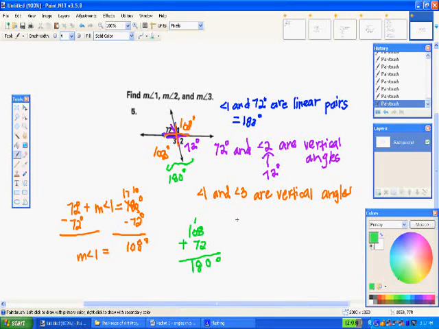So I'll just go ahead and write it down here again. Measure of angle 1 we got to be 108 degrees. Measure of angle 2 we got to be 72 degrees. And measure of angle 3 we also got to be 108 degrees. And that's our answer.